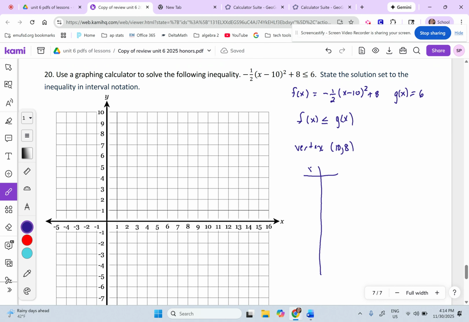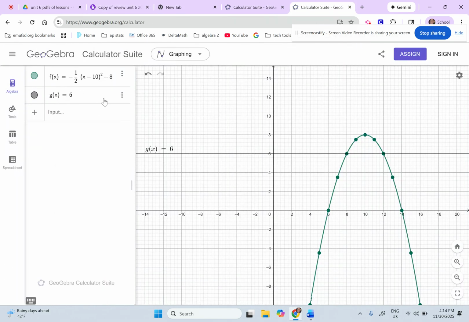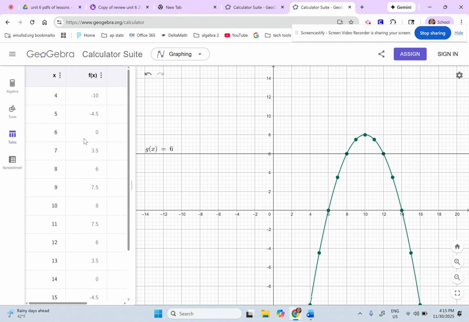And you set up a table, and I put the 10, 8, that vertex in the middle, and I normally choose 3 to 4 values less than the vertex, and 3 to 4 values greater than the vertex. And you can easily then get it from GeoGebra. So I pre-entered the function already, and now I go into my table and I can pull off the values.